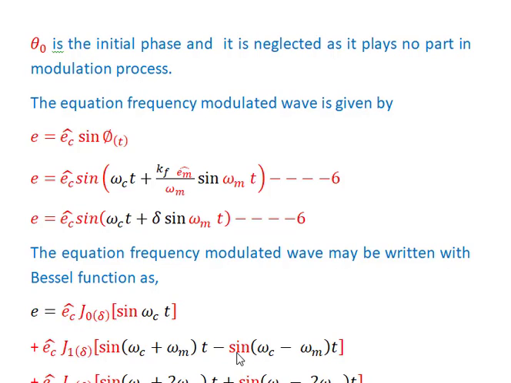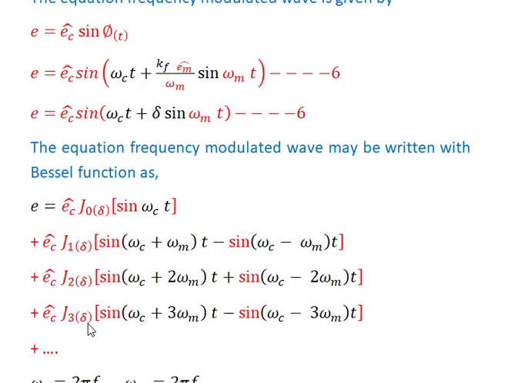So the equation for the frequency modulated wave is given by e equals Ec cap sin phi of t. Substituting the value of phi of t, we have this. Here kf Em cap by omega m is taken as delta. The equation for the frequency modulated wave may be written with the use of Bessel functions. You might have studied Legendre polynomials and Bessel functions in your first BSc Allied Mathematics. So it is written in the form of Bessel functions.